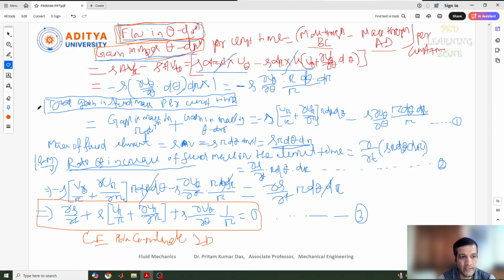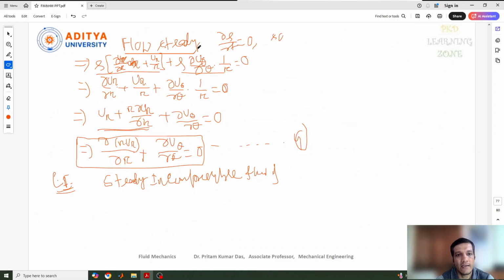And next we'll find out the total gain in fluid mass per unit time. Like previously, we got the gain in mass in the R direction plus the gain in mass in the theta direction. So just put the values here, this is for the radial direction, this is for the tangential direction, and finally we'll get this equation. This is our actual general form of the continuity equation for the polar coordinate system for two-dimensional flow. And this is the density with respect to time; if the flow is in steady condition, then we can consider that ∂ρ/∂t equal to 0, and we just solve this equation, we'll get this.